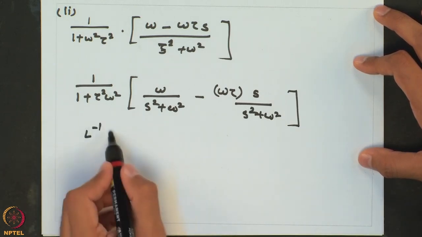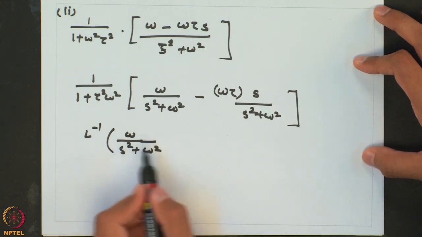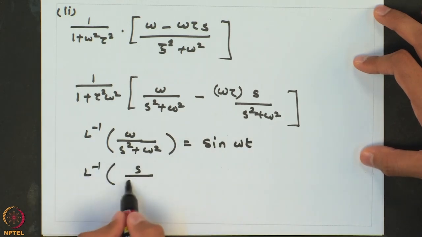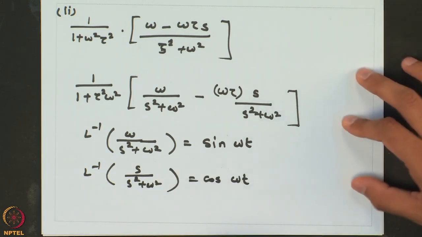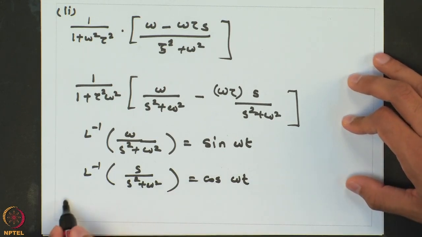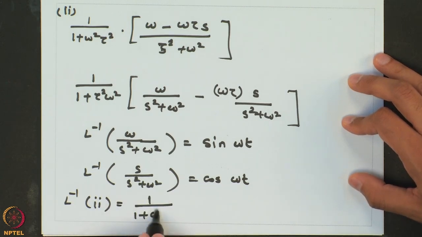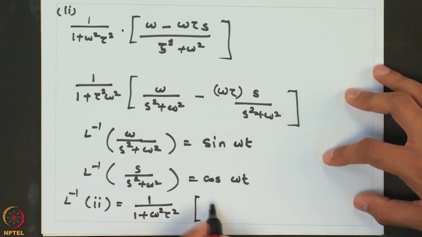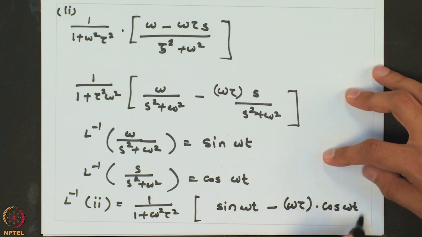So we know that Laplace inverse of omega over s square plus omega square is equal to sine of omega t, and Laplace inverse of s over s square plus omega square is going to be cos of omega t. So based on that, what we get is the Laplace inverse of the second term is 1 over 1 plus omega square tau square times sine of omega t minus omega tau times cos of omega t.